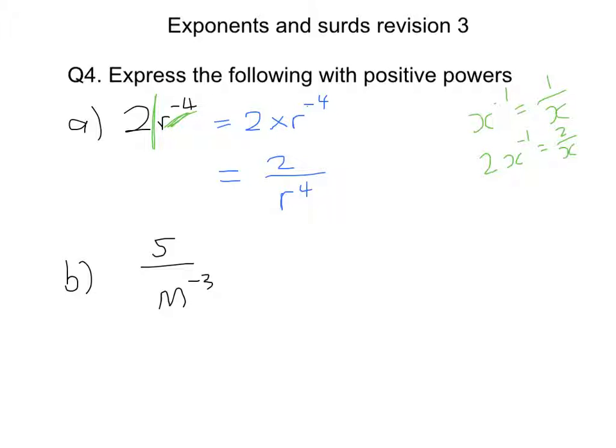The second one here, we have the negative power on the bottom, so in this case we need to flip that up to the top and give it a positive power. So this would be equal to 5m to the power of +3.